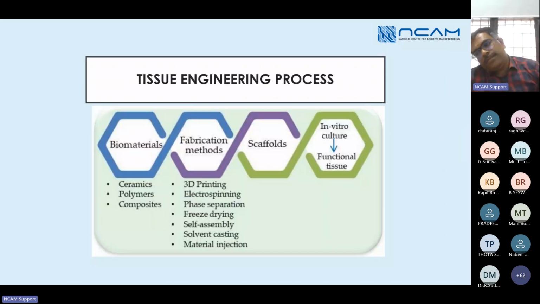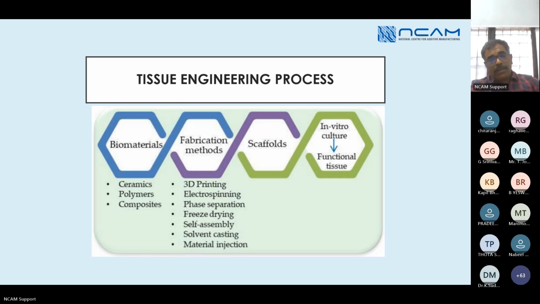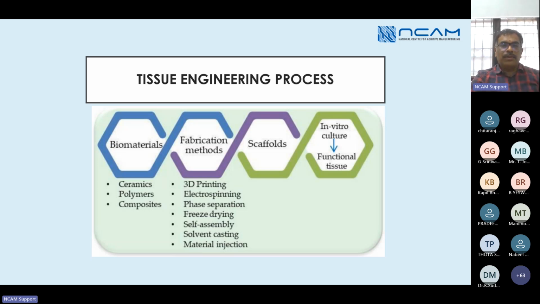Now, getting into our subject, what we have discussed and what we are working on: the tissue engineering process. This may be more from an engineering, biomedical, or biotechnology perspective. The tissue engineering process majorly revolves around a sequence of activities involving biomaterials, fabrication methods, scaffolds, in vitro culture, and functional tissues. This is the main process flow considered in tissue engineering, and various people work on and know this process.